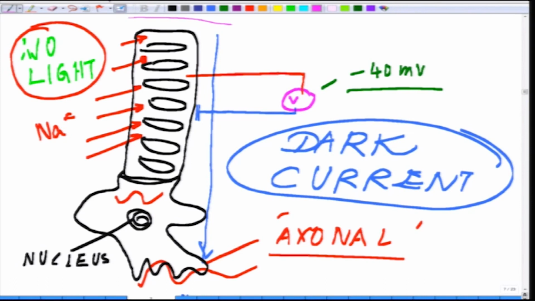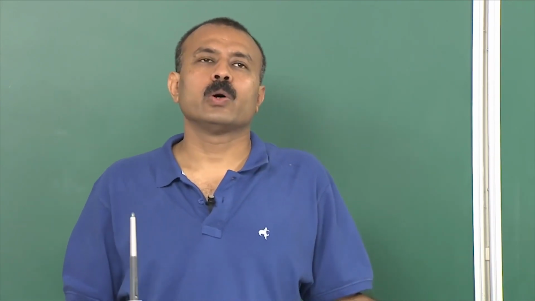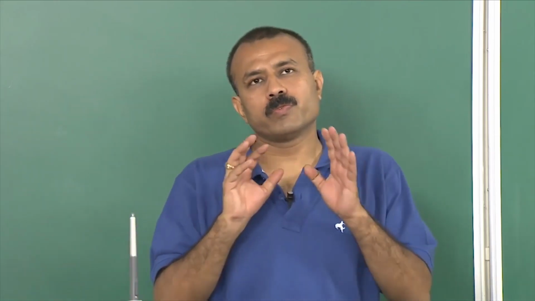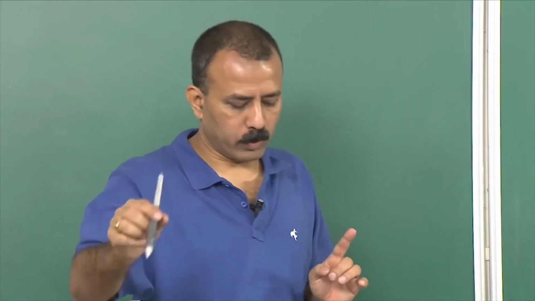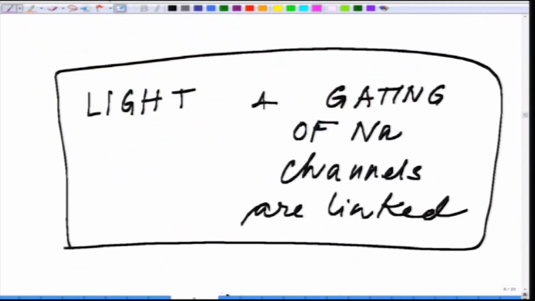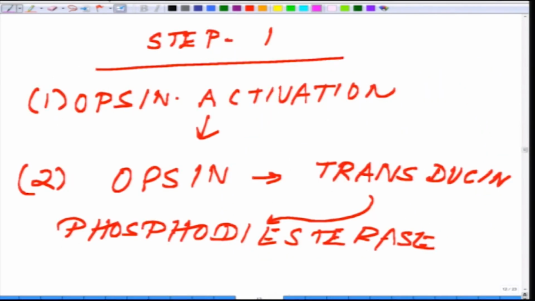When there is no light, you could see the sodium channels are open. Okay. Up to this concept is clear. Then what essentially happens when the light falls? Sodium channels become closed. So, the fundamental question comes here. We asked two fundamental questions. One was this one, light and gating of sodium channels are linked. We will take it up from here in this slide.